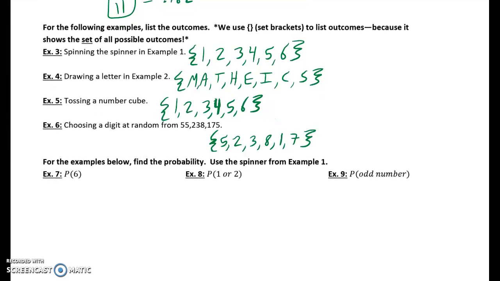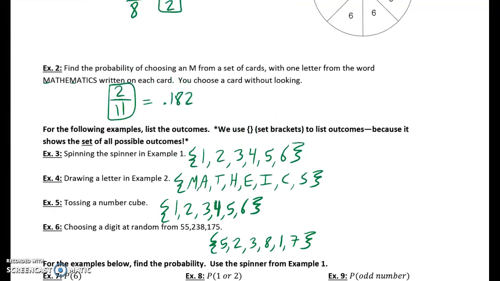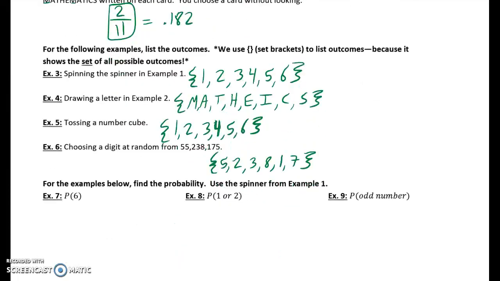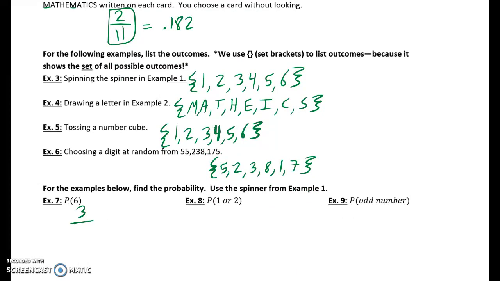Okay, for the examples below, find the probability. Use the spinner from example 1. So we're going back to example 1 now. I want to know what's the probability I get a 6. Well, if you look at your spinner, and you guys have an easier time of this than I do, there are 3 sixes out of 8 possible. So I'm just going to leave it as a fraction and not worry about writing the percentage.